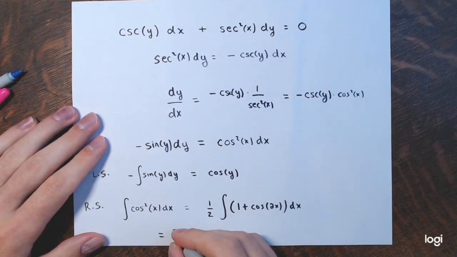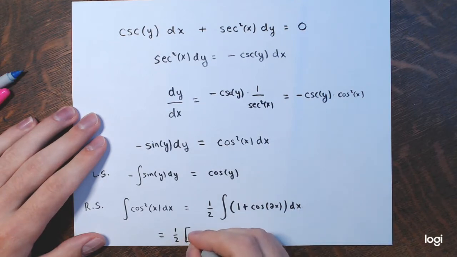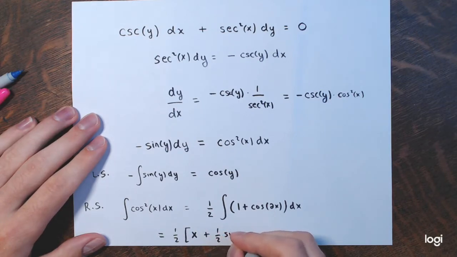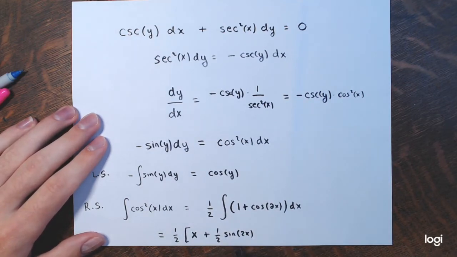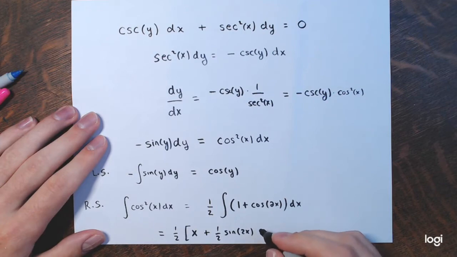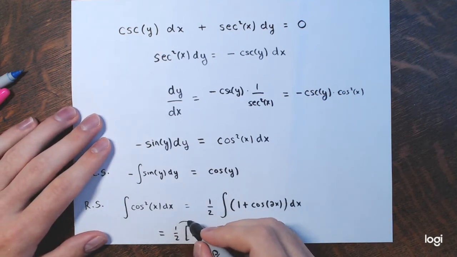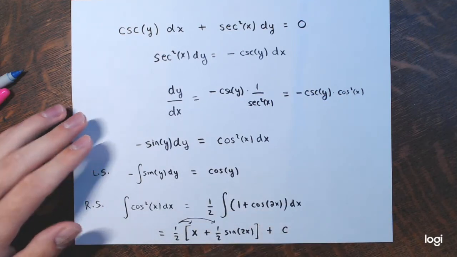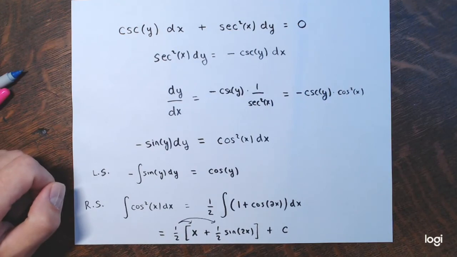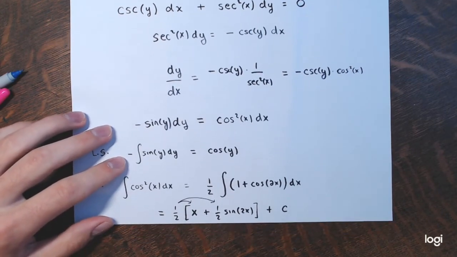This would be half of, and then the antiderivative of 1 with respect to x would be x. And then the antiderivative of cosine 2x would be half of the sine of 2x, thinking about the chain rule for derivatives here. And then plus some constant when I'm all done. And if I want to, I'll put the half in. I'll distribute this half in a second when I write down the final solution. Okay. Great.